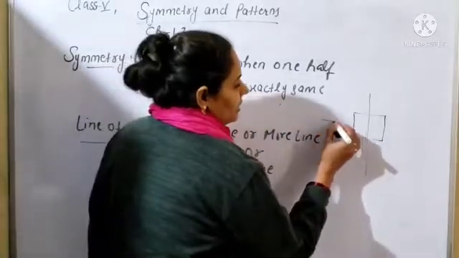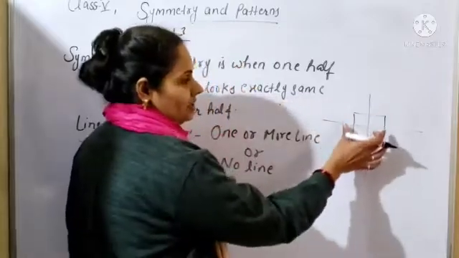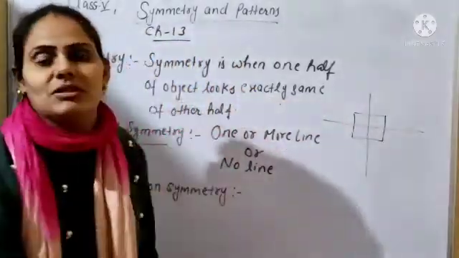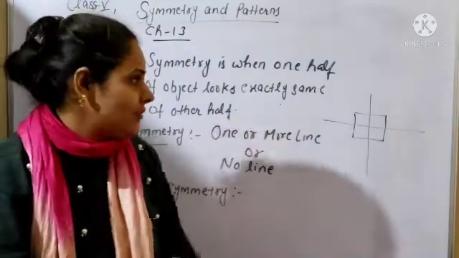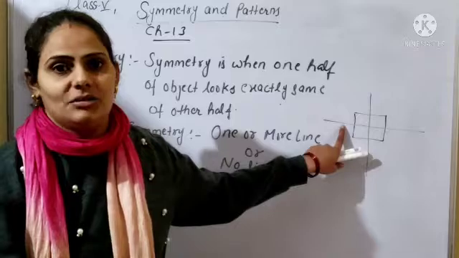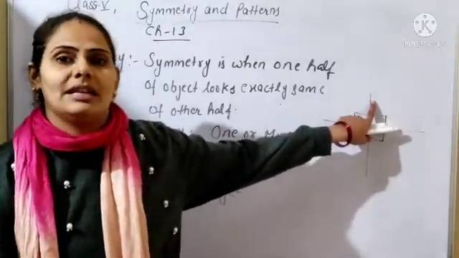And if you make a horizontal line, the upper part of the figure and the lower part of the figure will also be the same. Half of both objects look the same. So this one is the horizontal line of symmetry and the other is the vertical line of symmetry. But how many lines of symmetry can there be?